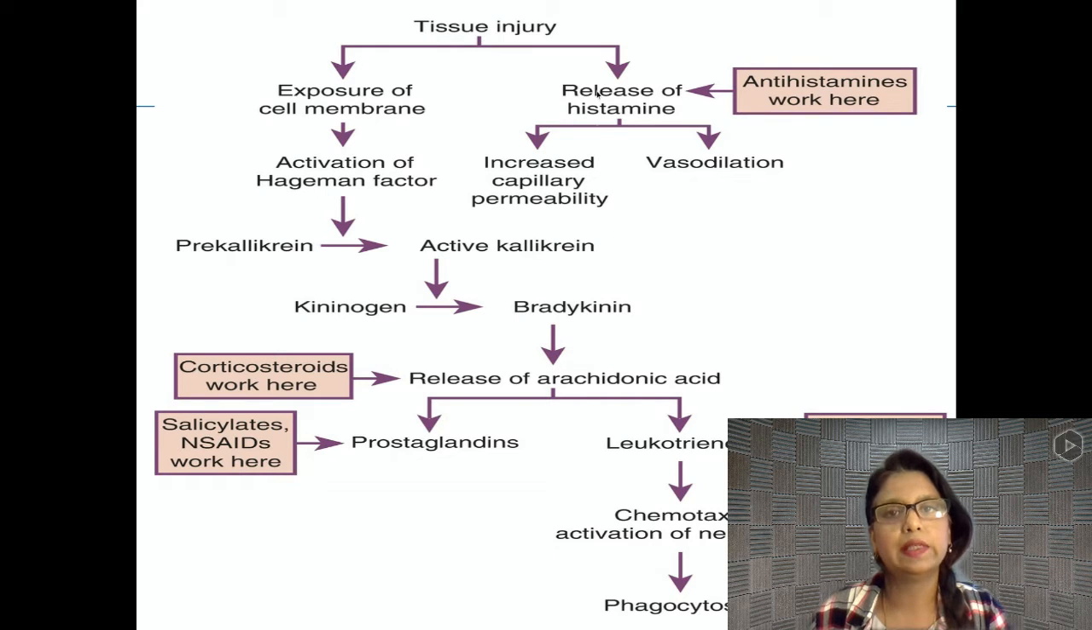Also, tissue injury releases histamine that causes vasodilation and allergic responses. So we know that antihistamines will block the histamine release, and that's how they're anti-inflammatory. Corticosteroids will reduce the release of arachidonic acid. NSAIDs and salicylates will work here to stop prostaglandins. And then Intal and Accolate work here as leukotriene inhibitors. And gold salts work over here on phagocytosis.